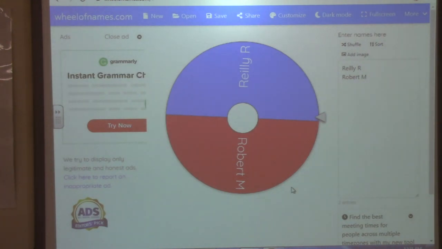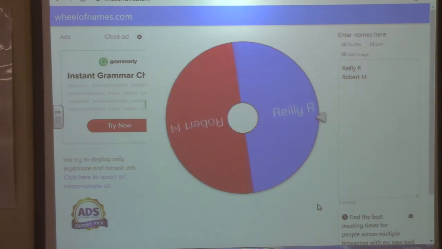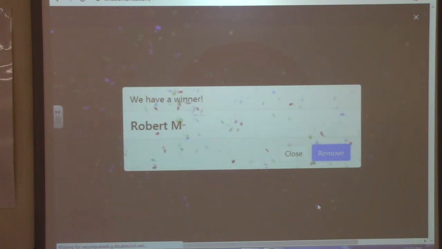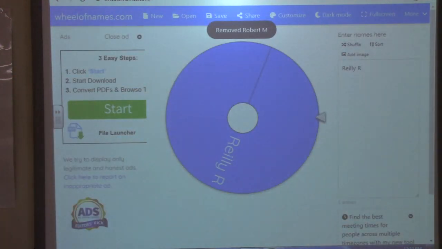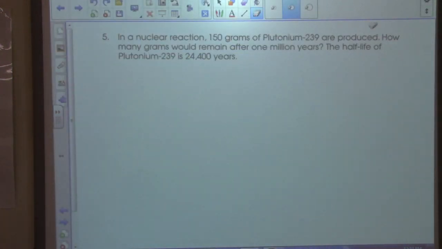Spin that wheel there. Robert. Okay, Robert, what'd you get for this one? I just got 0. You got 0? No, I got 6.899. Why would I do this wrong?